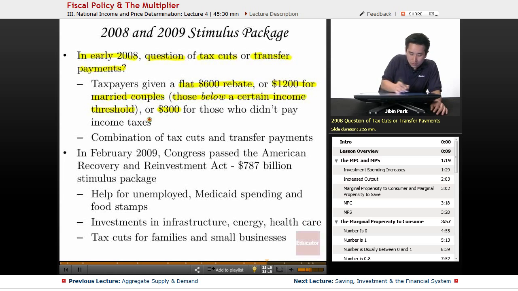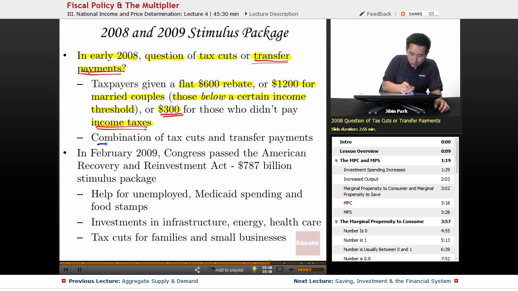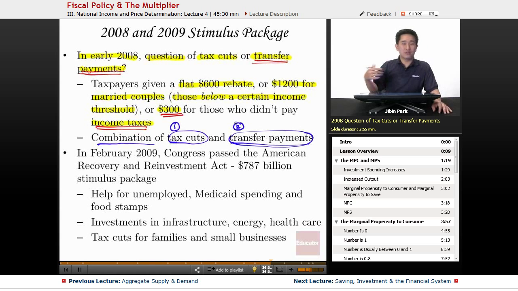Or $300 for those who didn't pay income taxes. So not only was there a tax reduction of $600 or $1,200, a flat tax reduction, there was a $300 rebate for those that didn't even pay. So it's a $300 credit. That actually counts as more of a transfer payment. You're transferring wealth, or basically you can look at it as a tax cut. So tax cuts and transfer payments work in the same way. So the choice initially was this combination of tax cuts, a very conventional way, and transfer payments. Again, giving income tax refunds to those that never even earned it is more of a transfer payment. It's not actually a tax cut.